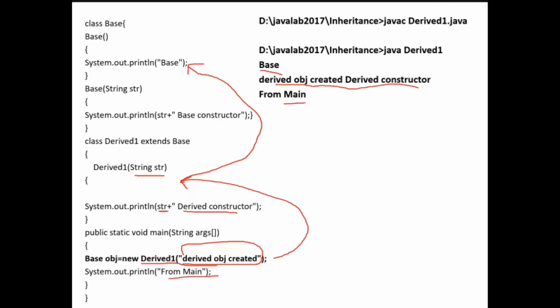Ma'am, while creating the object we used base object equal to new derived one. Here you can also use a derived one object. It is also possible. If you use derived, what is the output? The same output only. Do you want to check that? Shall I execute that code? Yes, ma'am.